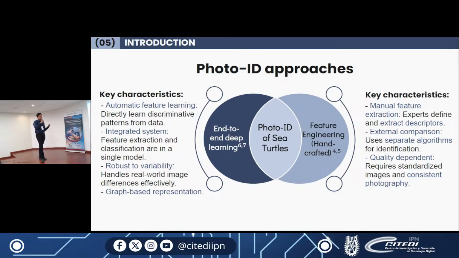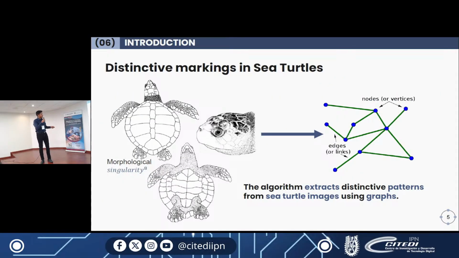But one thing about these approaches is that they require specific characteristics of the image, and also have problems because all of these models require high computational cost. So in my case, the graph is more efficient in computational cost, and also handles real-world image differences effectively. Okay? So this is the idea. Use a graph instead of the raw image.